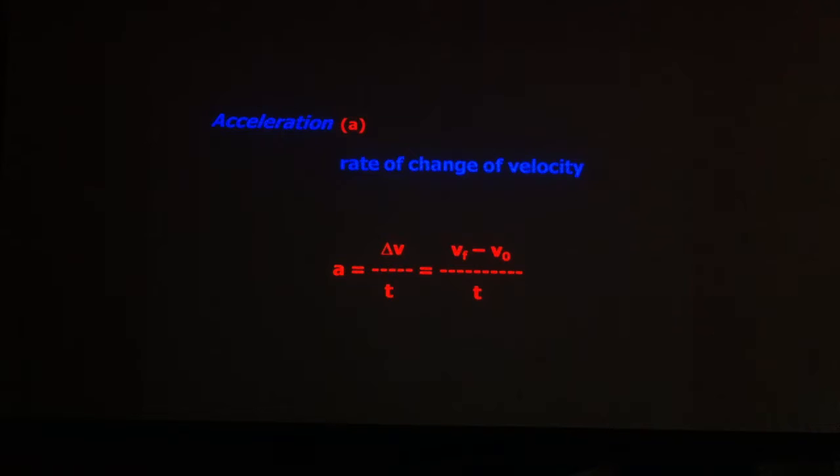That's what rate means, something divided by time. So our final velocity minus our initial velocity divided by our time would give us our acceleration, and the units would be meters per second in the numerator divided by seconds. That's why we get a unit of meters per second squared.